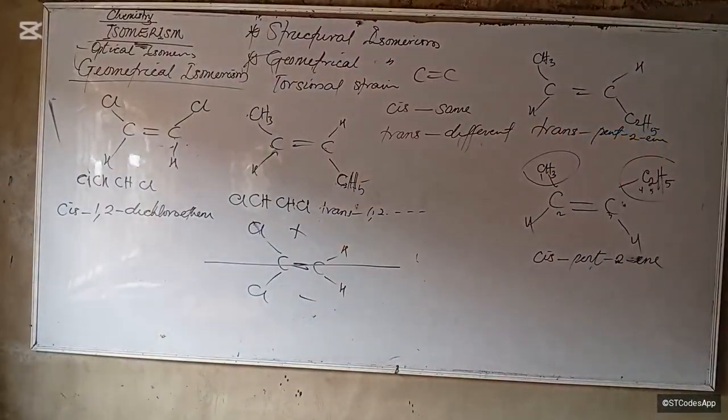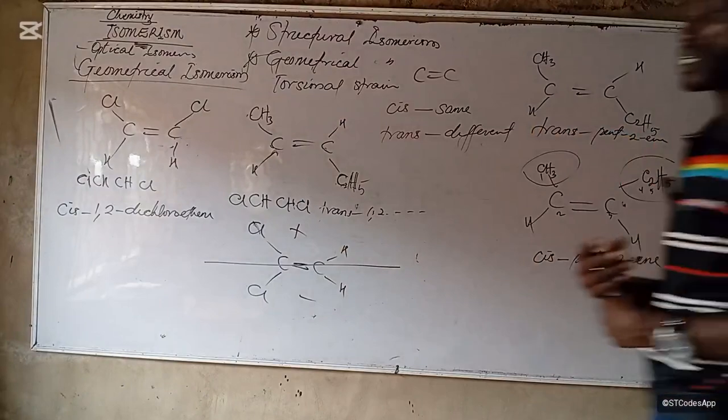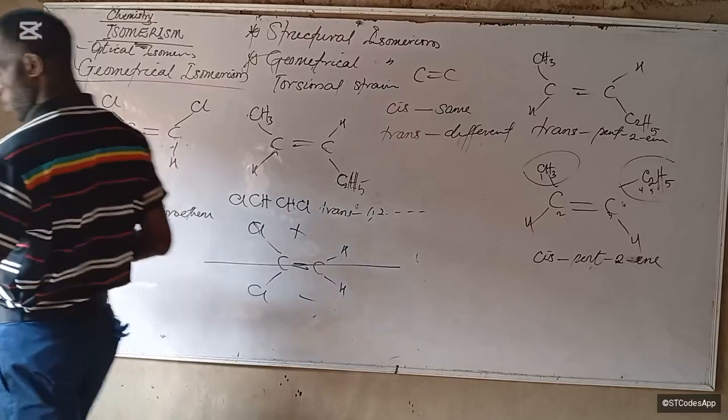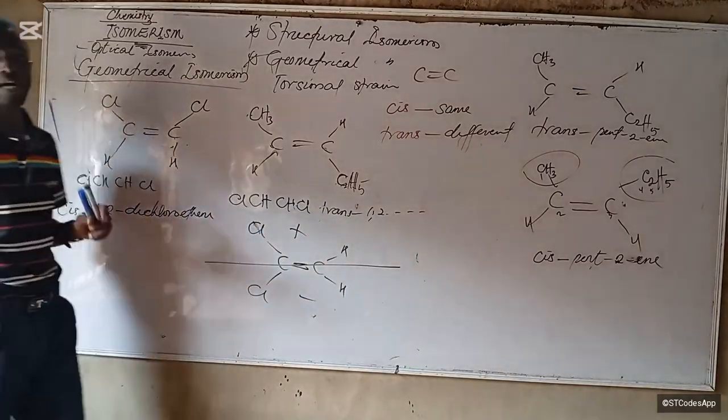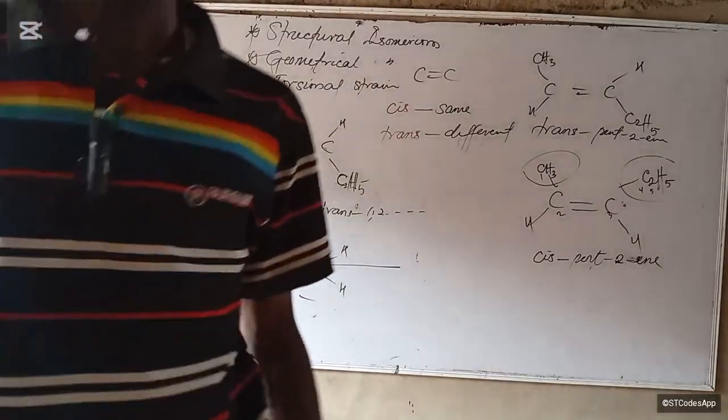Right, let's go to the next one: optical isomerism. This exists when a molecule has a chiral carbon. Have you written it? Let's pause it.